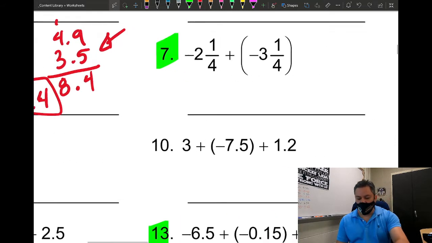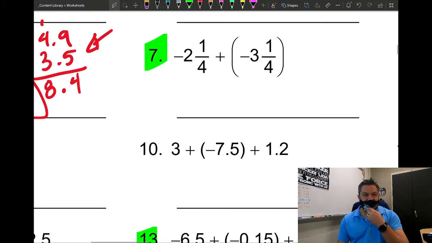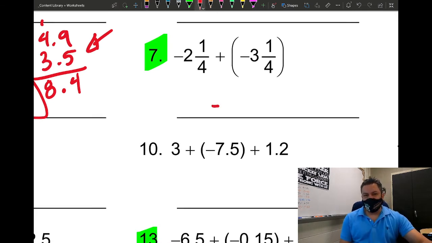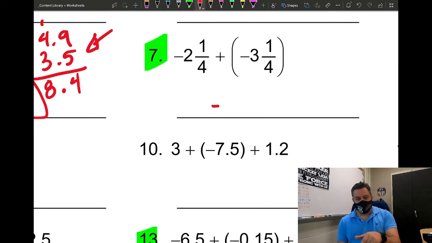We have mixed numbers. Both of them are negative, so my answer has to stay negative. We previously discussed this off the video. However, I do have videos about this. This is a really easy mixed number question, okay?